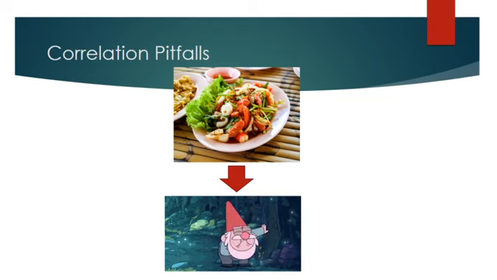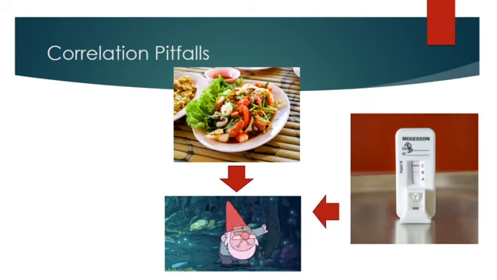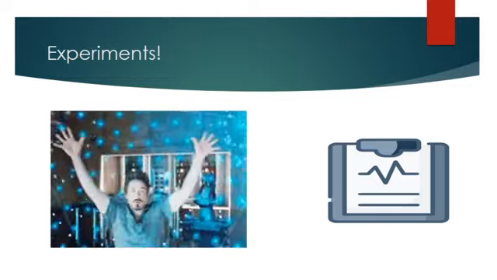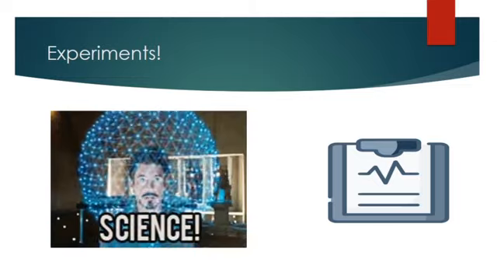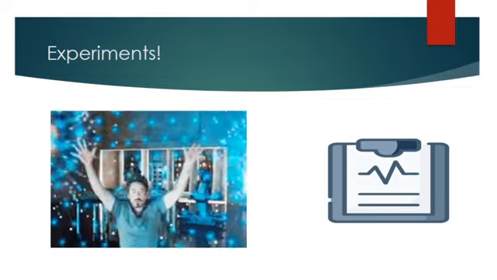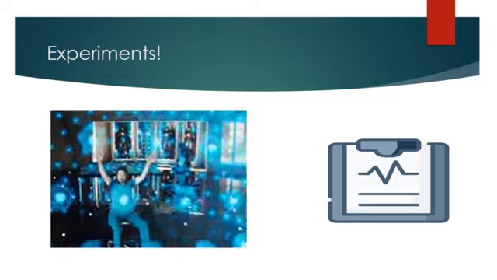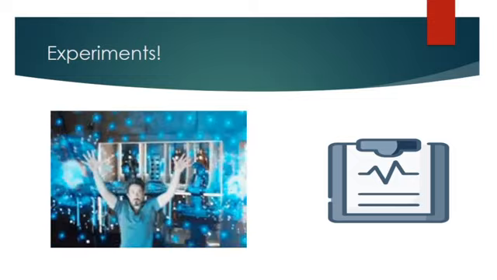Let's say that you go to the doctor after getting sick, and you end up testing positive for the flu. In this case, it was the flu virus that caused you to vomit. So the only way to establish that there is a cause and effect relationship between two variables is to conduct a scientific experiment. And we will discuss this in the next video.